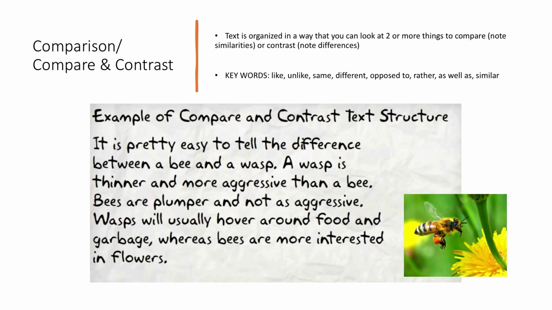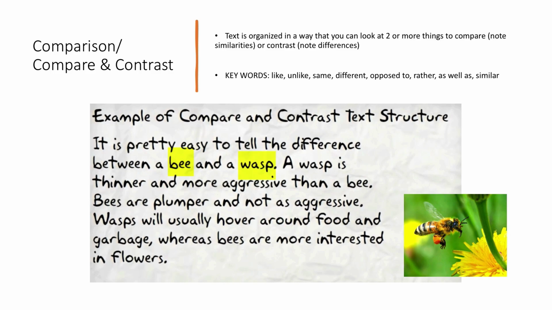Here's an example of compare and contrast text structure. It is pretty easy to tell the difference between a bee and a wasp. A wasp is thinner and more aggressive than a bee. Bees are plumper and not as aggressive. Wasps will usually hover around food and garbage, whereas bees are more interested in flowers. So you will notice, obviously they are comparing and contrasting the bee to a wasp.